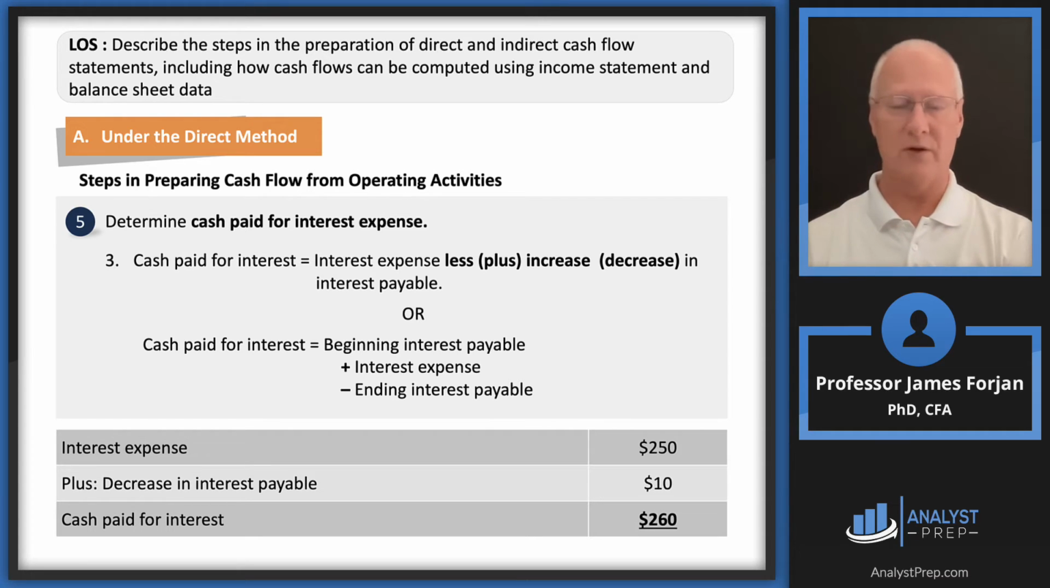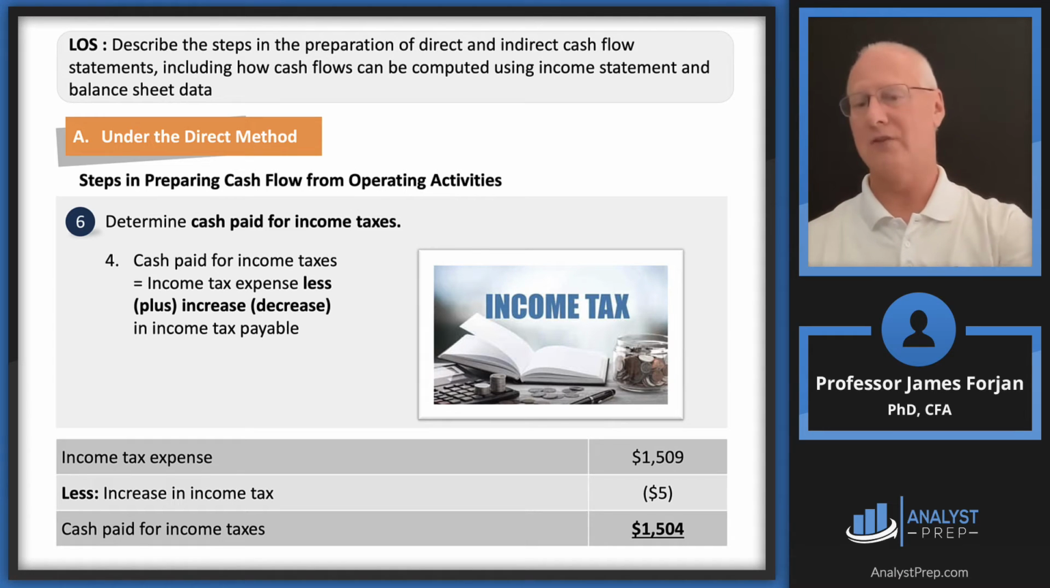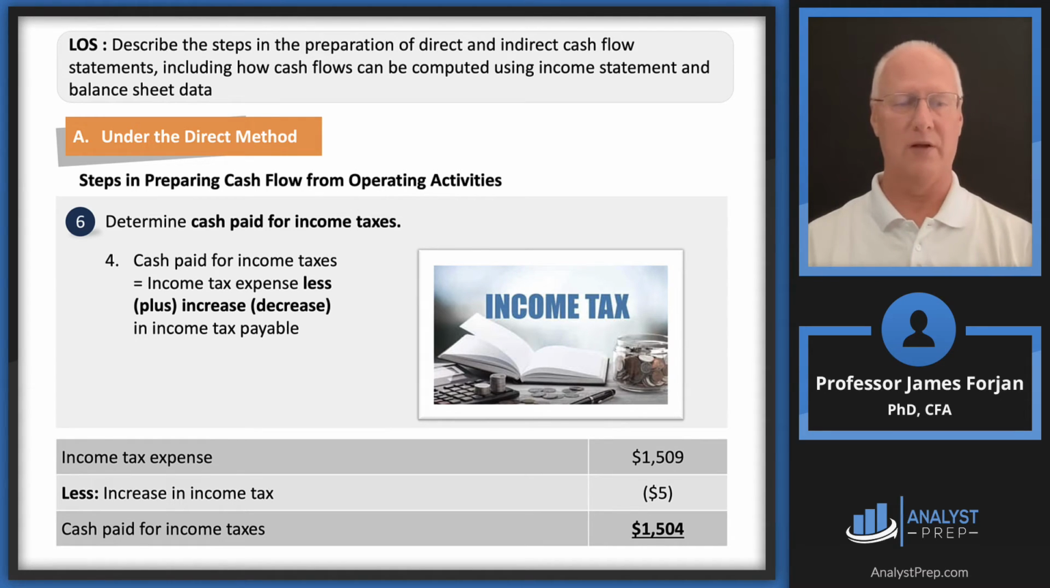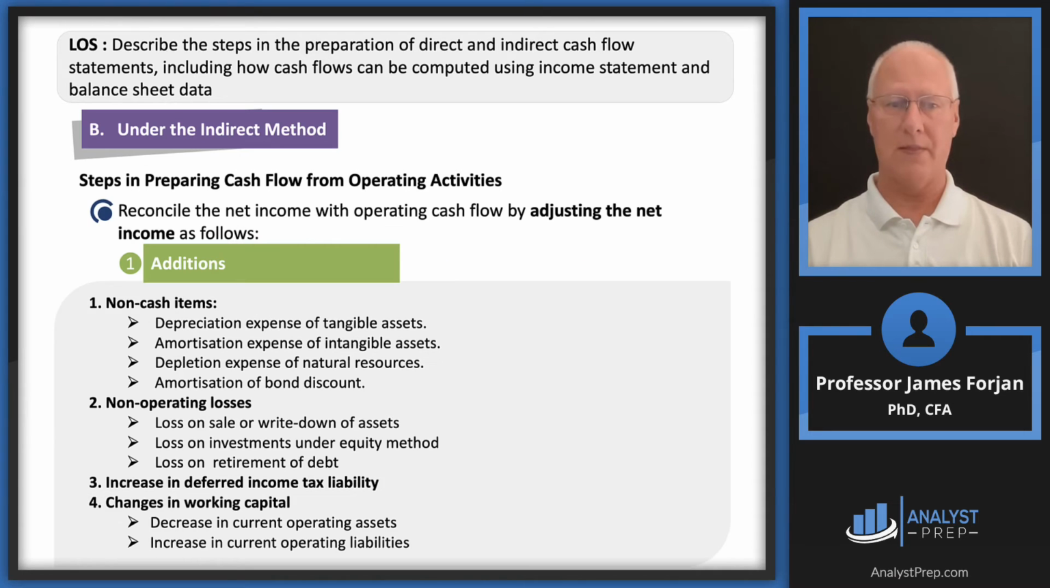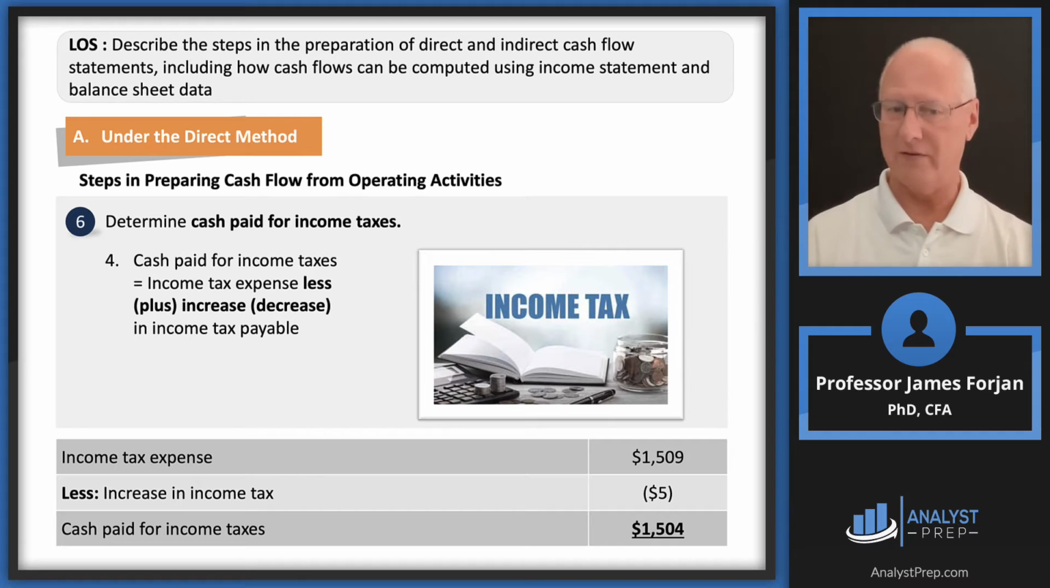Interest expense, there's 10. There's a decrease in interest payable. So cash paid for interest is $260. And then finally for income taxes, $15.09, $5. That's bolded somewhere back in that previous financial statement. So you have $15.04. Now, what I don't want you to do right now is sum the 1, 2, 3, 4, 5, and 6. We're going to do that here in just a second.